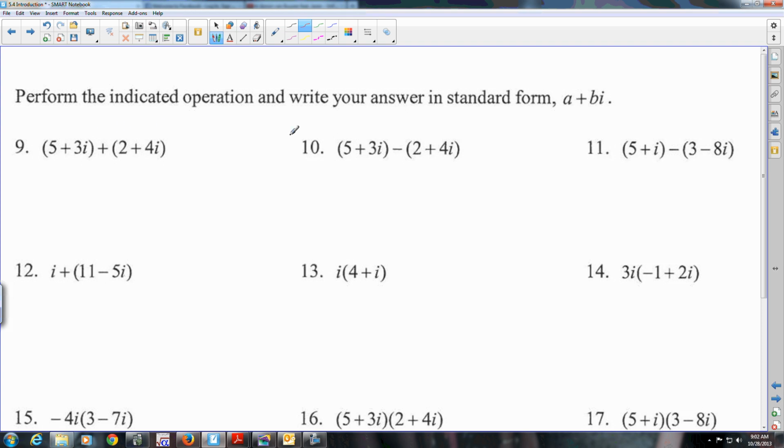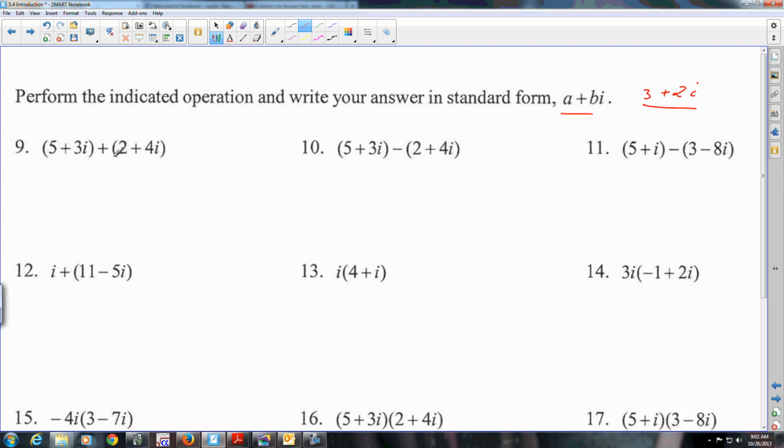It's asking you to perform the indicated operation. Well, this is called a complex number. It has a real piece and an imaginary piece, and the imaginary piece has the i with it. Unfortunately, yeah, it's called an imaginary number. But is it really imaginary? No. It just happens to have a bad name.